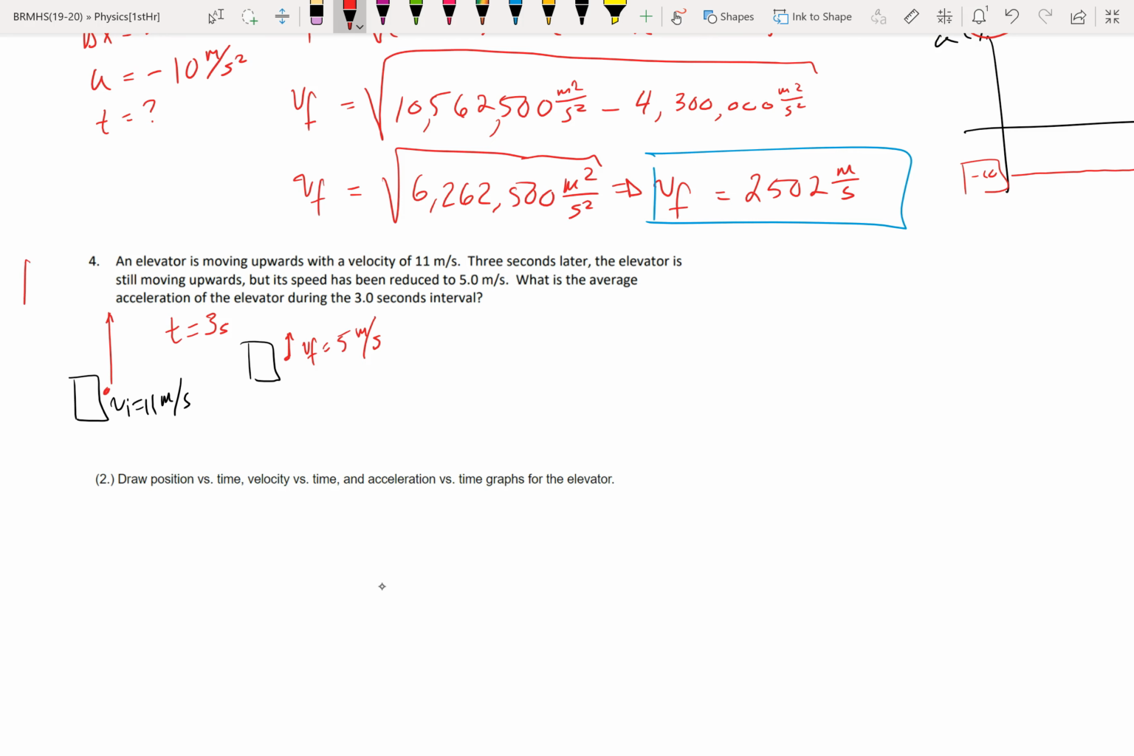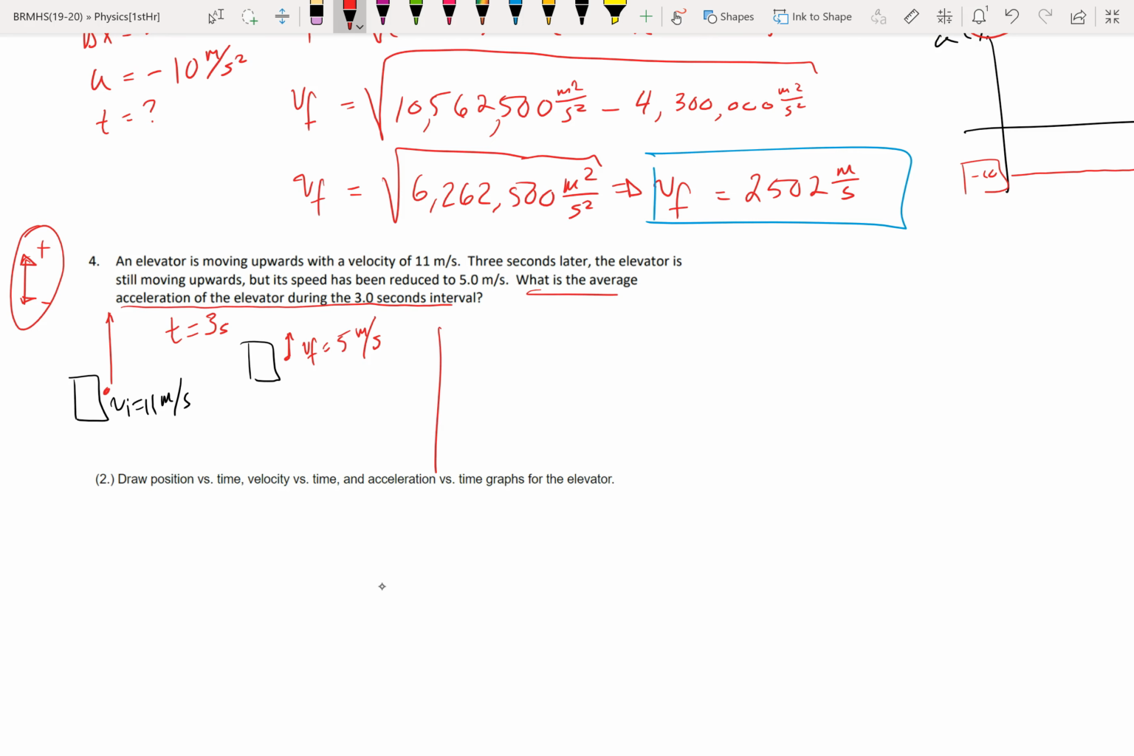And so I am calling up the positive direction, which means down is the negative direction. Important to do this thing over here. Say what you're calling each direction and help prevent you from mixing up the pluses and minuses with little g. Okay, what is the average acceleration of the elevator during the 3-second interval of time?